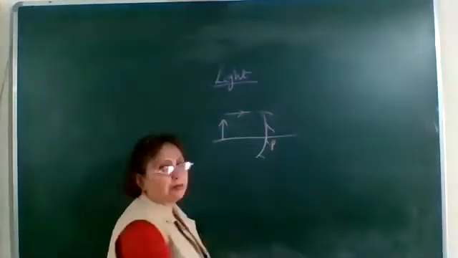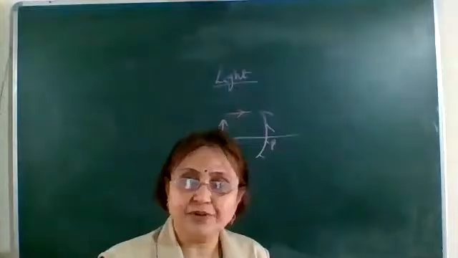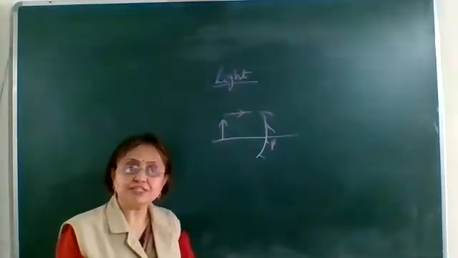The distances are measured from the pole of the mirror. All these distances are measured from the pole of the mirror. So these are the sign conventions which we have already discussed.